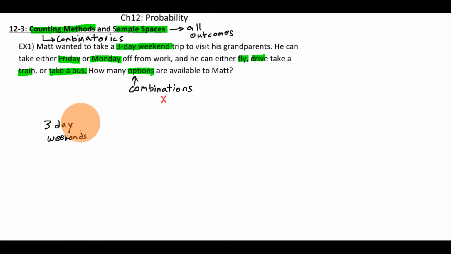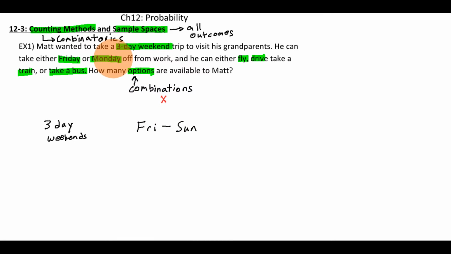And for his first 3-day weekend, he could take Friday off, and that means he would have Friday, Saturday, and Sunday off. Let's write that down: Friday through Sunday off. So he would leave Friday and come back Sunday. That's one 3-day weekend right there.